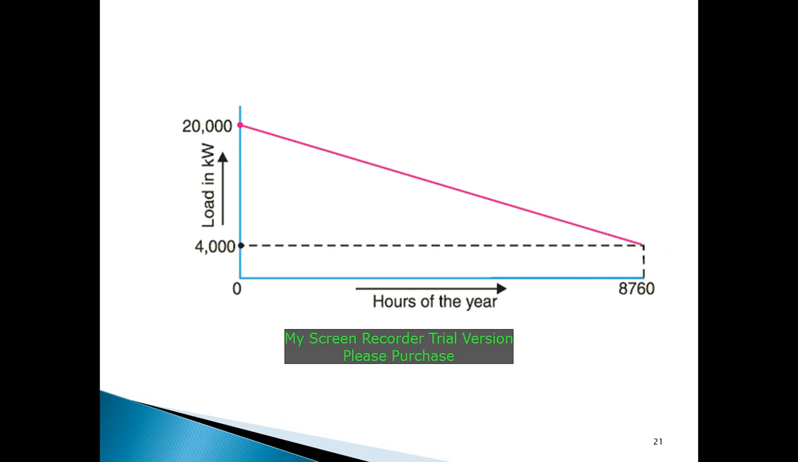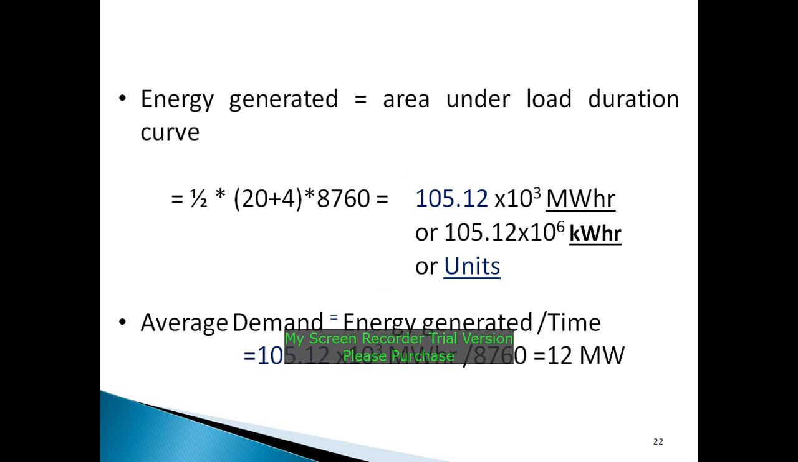So with this information we can find that hours in a year is 8760, and the load is falling between the maximum value consumed by the load, 20,000 kilowatt, and the minimum, 4,000 kilowatt. So it lies between 4,000 and 20,000. So for the energy generated per year, this representation is like a triangle shape. Under the load duration curve, it is 1 by 2 into 20 plus 4 into 8760. Normally the formula is half into BH, and with that we can calculate the energy generated.